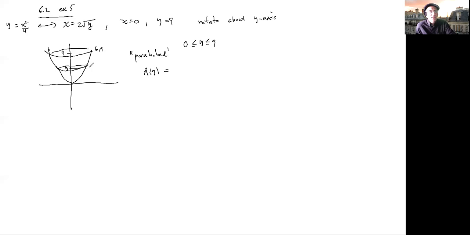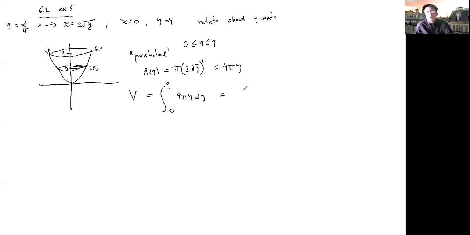A of y is, well, at the point y, what is this radius? The radius is given by twice the square root of y, right? Because that's the x value, that's the radius. So you're going to get pi times the radius squared. So pi times (2 times the square root of y) quantity squared. So that's 4 pi y. So the volume, V, is the integral from 0 to 9, because y is going from 0 to 9, of 4 pi y dy.